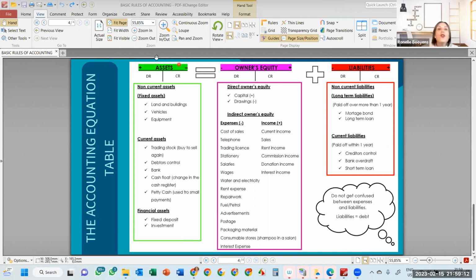Okay, now the rule for assets, for any asset in our business: if an asset increases, if an asset gets more in our business, we will write, and we will get to that, we will write on the debit side of that account. That's the rule for assets. Whenever an asset decreases, we will write on the credit side of that asset account. So this is the rule. The assets, debit plus, credit minus. Okay, and I will get to the other two now, and you will see how easy this subject really is.